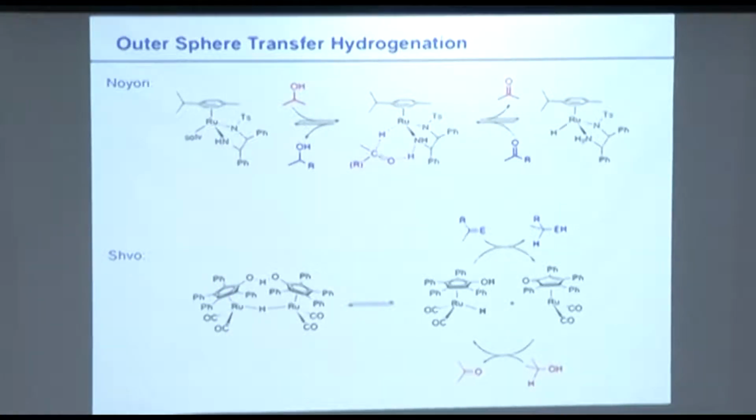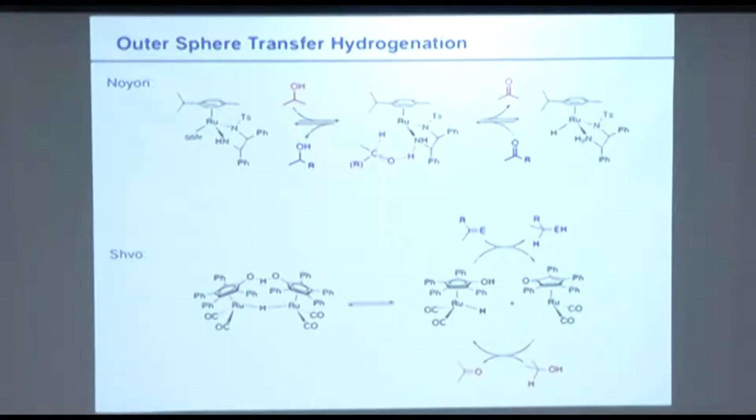There's a special case of the monohydride route which is very reminiscent of the dihydrogen activation that we've seen, where the ligand cooperates. So these type of systems, like Noyori's catalyst, they're fantastic because they're not only working as dihydrogen activator but also as transfer hydrogenation activator. They have the ruthenium as a Lewis acidic site and here the ligand NH as a Lewis basic site.